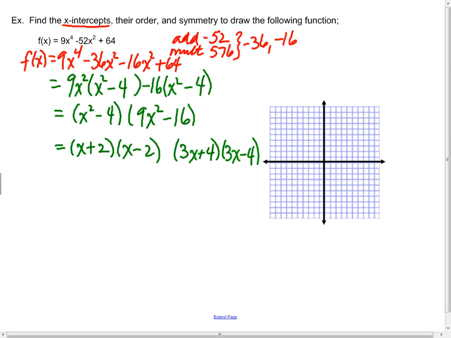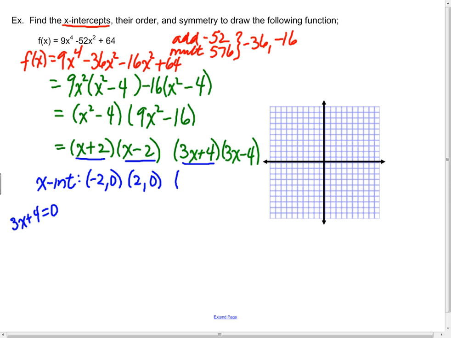So we have x-intercepts. I have an x-intercept from this bracket of minus 2. From this bracket is positive 2. From this bracket, well, that's not quite as easy. Let's go over to the side. 3x plus 4 equals 0. Going to solve for x, subtract 4, and divide by 3. So I have an x-intercept of minus 4/3, which is ugly.